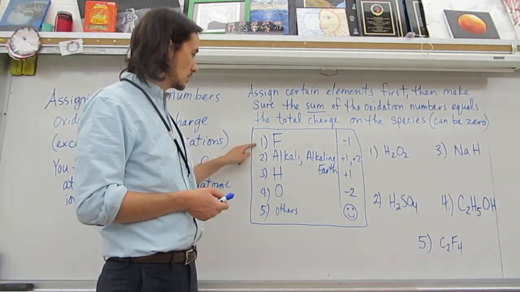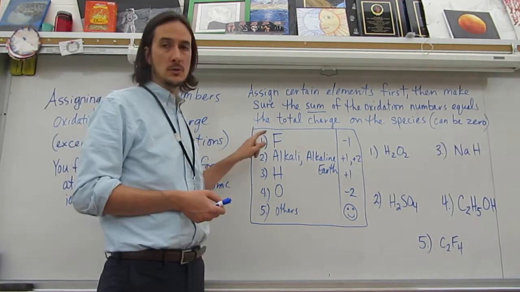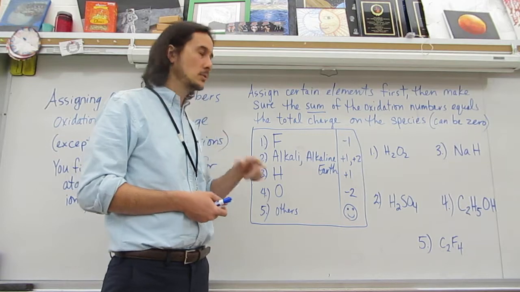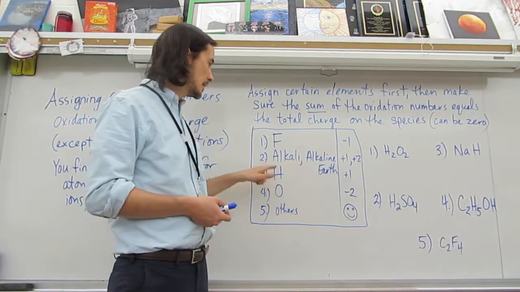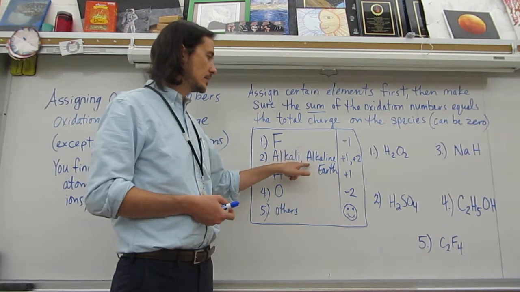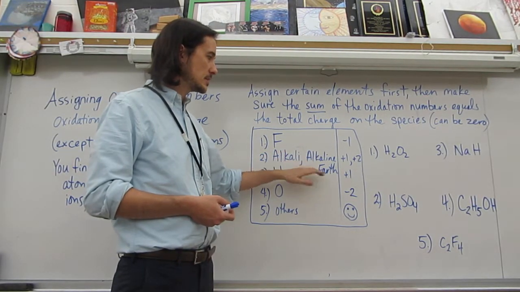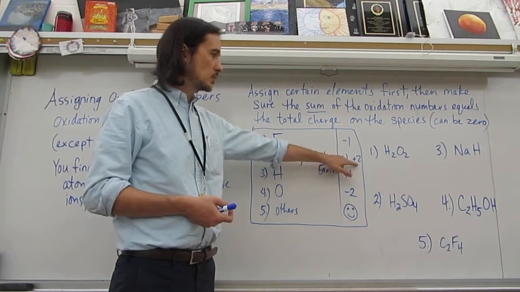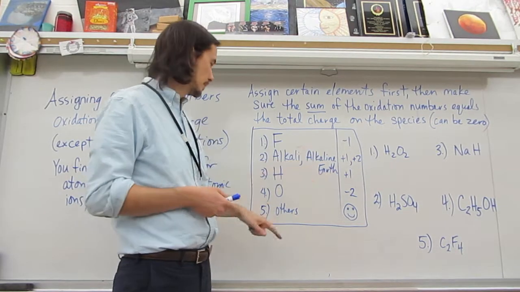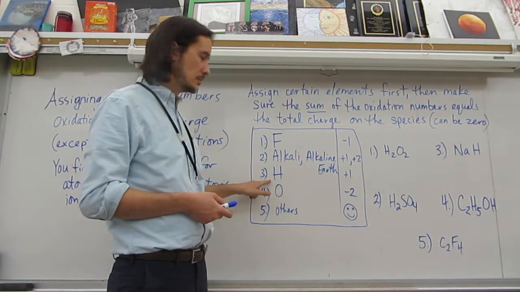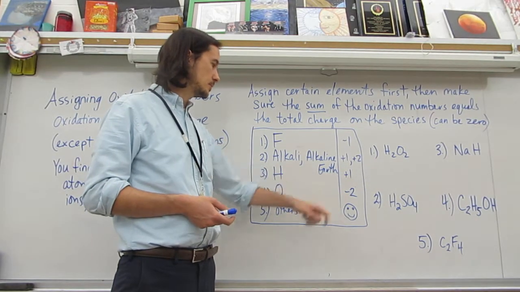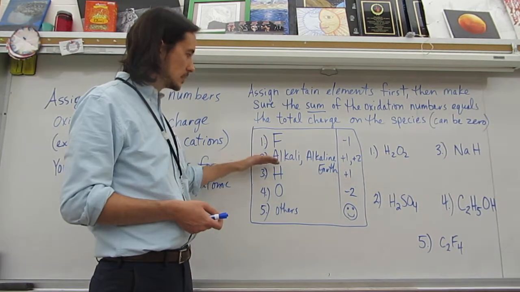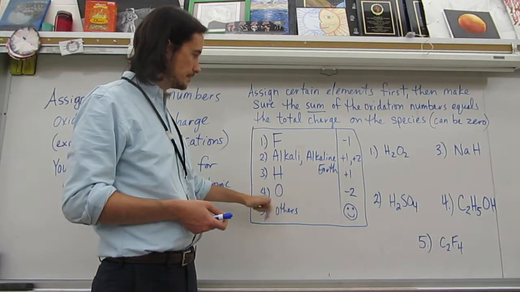All right, this is the order that you assign the elements. If you remember FALCOH, fluorine first. Fluorine gets a -1 oxidation state. Then alkali and alkaline earth metals get an oxidation state, and this should be +1 and +2, just based on group. H is third. That gets a +1. Oxygen then gets a -2, and then the rest. So that's the order.